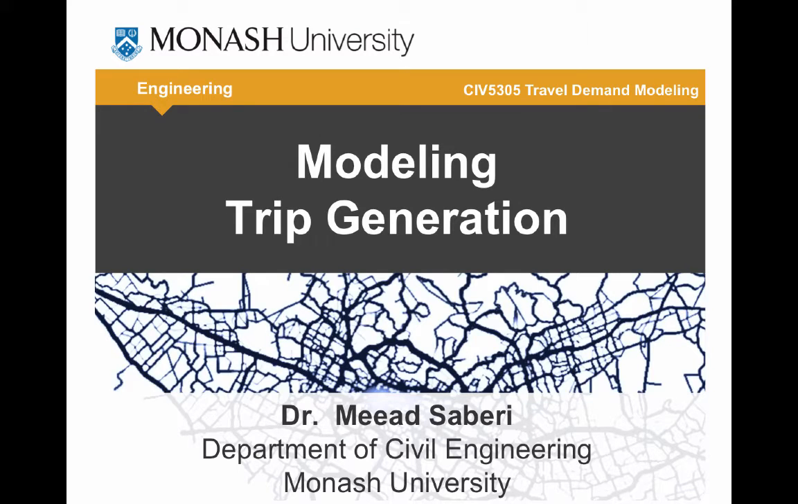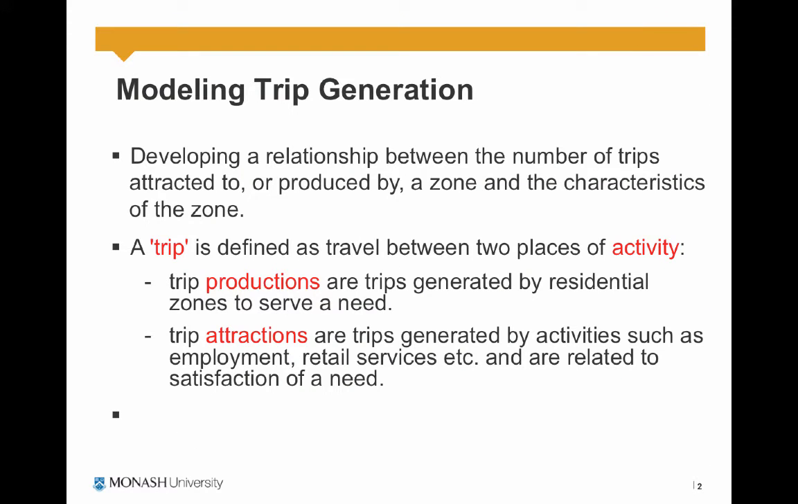Hello everyone. In this week's lecture, we will cover trip generation modeling as the first main step in the four-step travel demand modeling framework. In trip generation modeling, we develop a relationship between the number of trips produced by or attracted to a zone and the characteristics of the zone, mainly land use characteristics, number of jobs, and number of population in that zone.